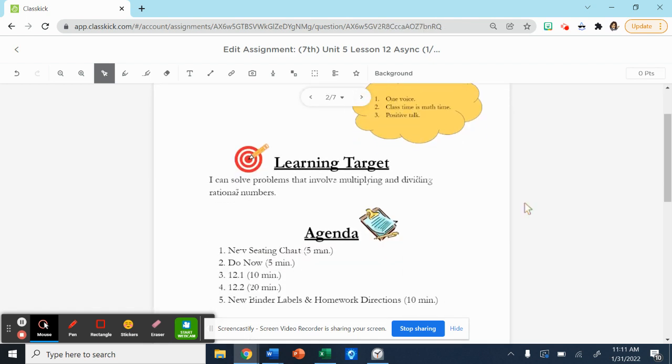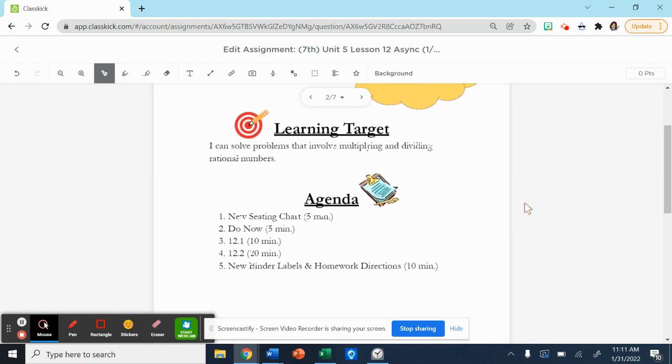On slide 2, you'll see the learning target and agenda. Today's learning target is I can solve problems that involve multiplying and dividing rational numbers. We focused on activities 1 and 2 in lesson 12, took an exit ticket, and then discussed the homework for quarter 3. Meet me on slide 3.